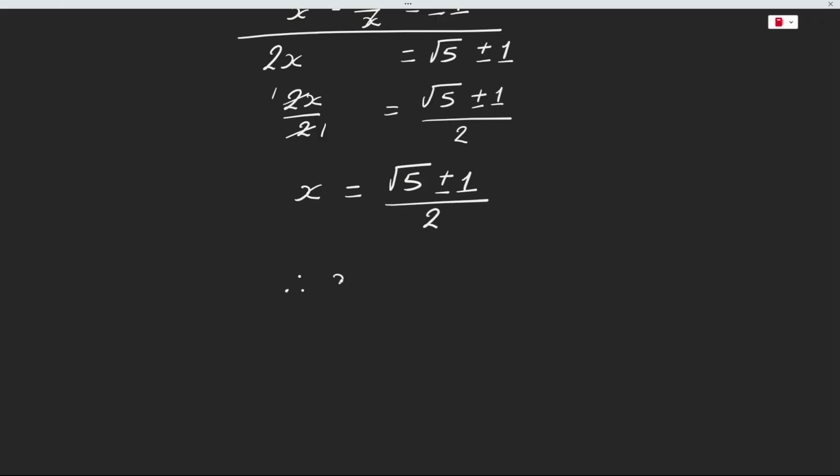Therefore x equals square root of 5 plus 1 by 2 or square root of 5 minus 1 by 2. This is our final solution.